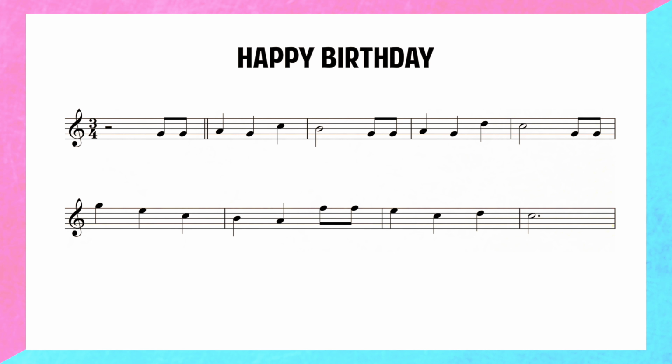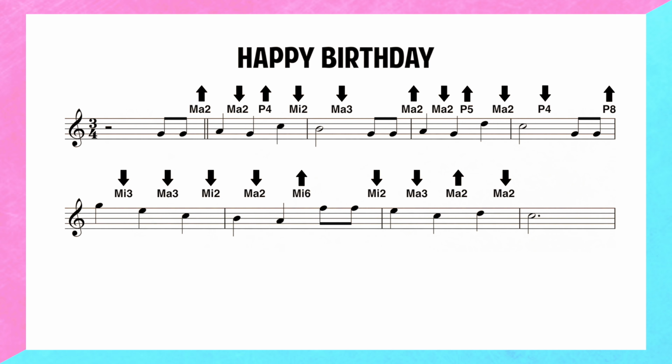If we break down the musical spacings between the notes, this is what we get. The first 2 notes are the same, but then we go up the musical spacing of a major second, then down a major second to where we started, up a perfect fourth, down a minor second, and so on.